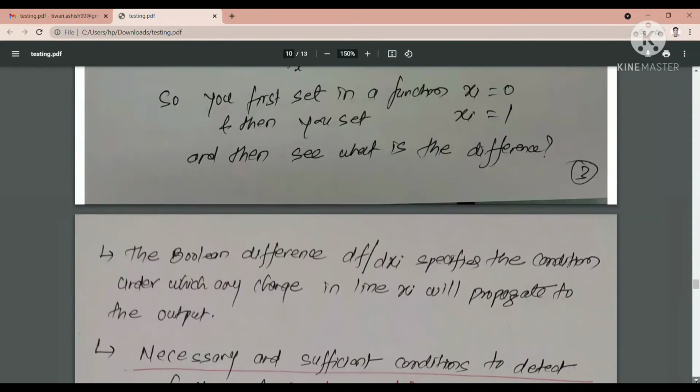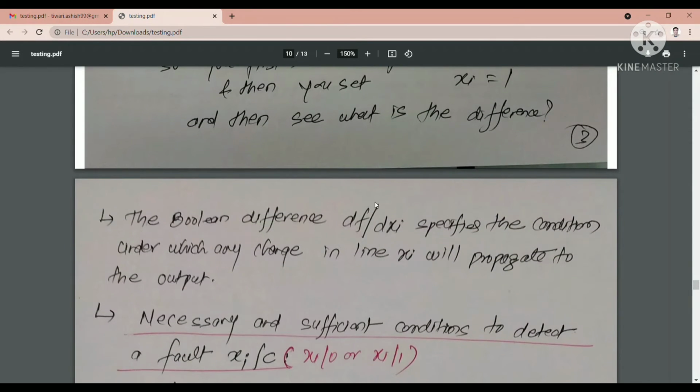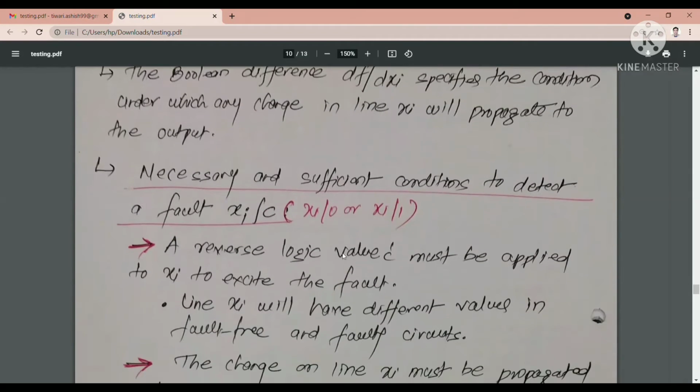The Boolean difference df upon dxi specifies the condition under which any change in line xi will propagate to the output. If any change is there, it will propagate to the output and we can detect the fault. So what are the necessary and sufficient conditions to detect a fault at xi? It can be stuck at 0 or stuck at 1. So what are the necessary conditions so that we can go ahead with this particular method?